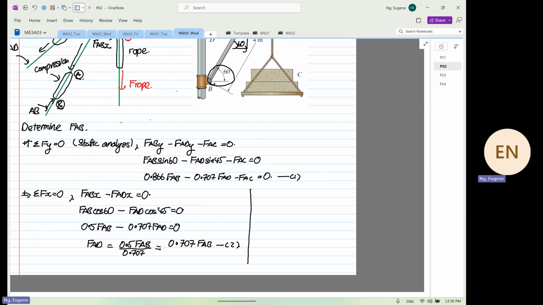So we are going to substitute equation 2 into equation 1. Let me know if I make a mistake, okay? So we have 0.866 FAB minus 0.707, and then we have another bracket. We have 0.707 FAB minus FAC is equal to 0.